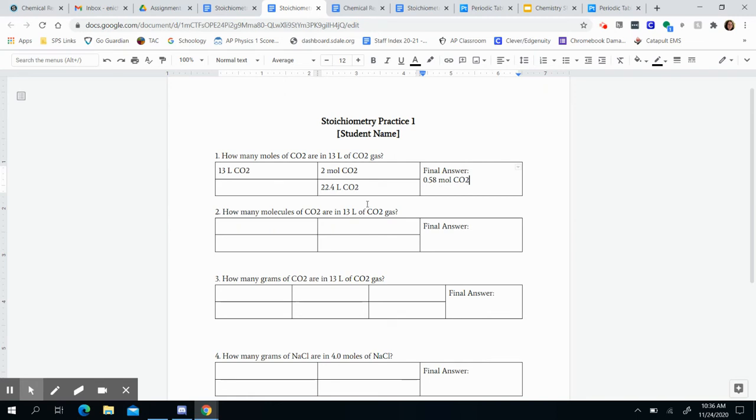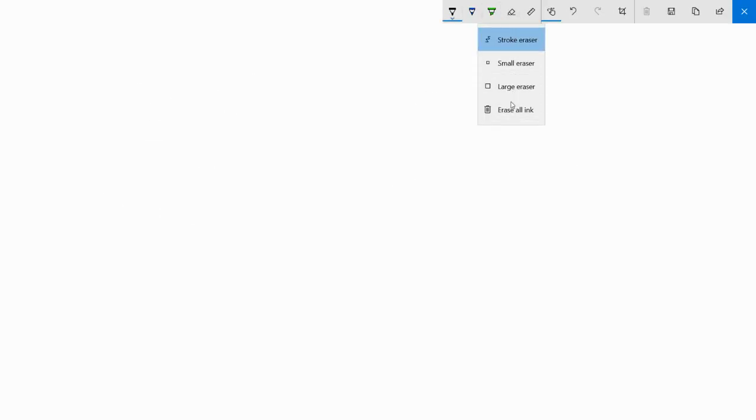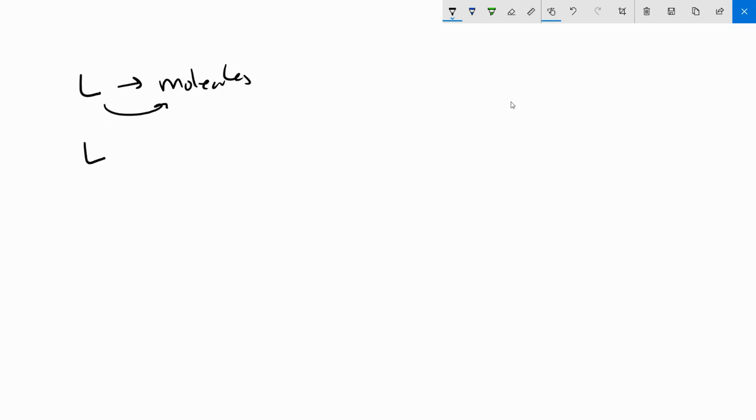Let's do another one. Now we're going from liters to molecules: how many molecules of CO2 are in that many liters of CO2 gas? So we're going to need to set this up again. Okay, we'll erase all our ink. So in this one, we are going from liters to molecules. Now there is no direct path to do this, so we need to go from liters to moles to molecules. You're going to have that intermediary step of moles.